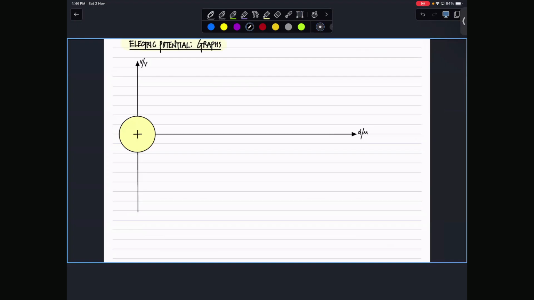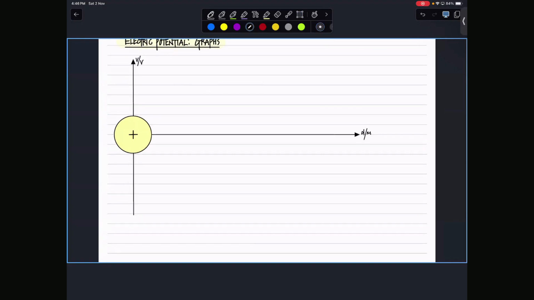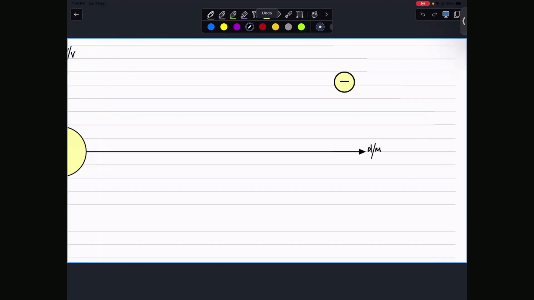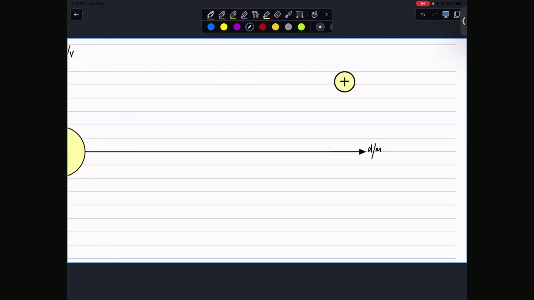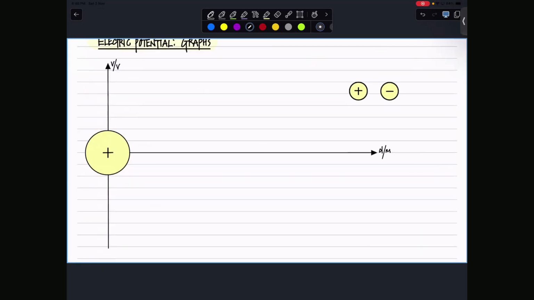There will be four graphs in total. The four graphs are: what is the graph going to look like for a positive charge moving towards a positive charge? Let me say it so you can think a little. So a positive charge moving towards a positive charge. And what does the graph look like for a negative charge moving towards a positive charge? And the other two would be a positive charge moving towards a negative charge and a negative charge moving towards a negative charge. Four different combinations, okay?